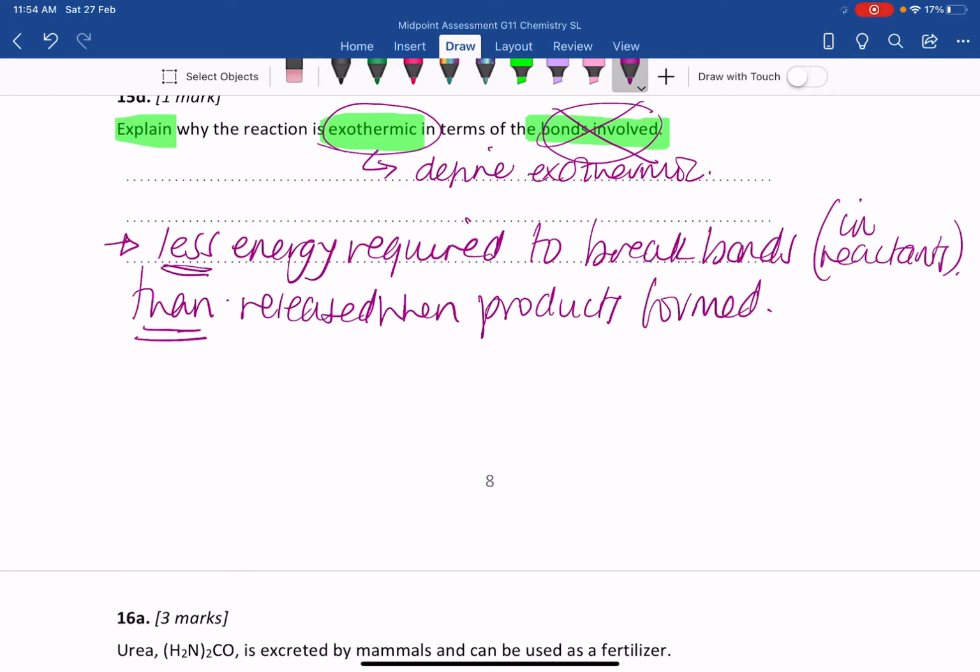This is effectively a definition of what something is if it's exothermic. If something's exothermic, then less energy is required to break the bonds than is released, or more energy is released when products are formed than is taken in when the bonds are broken. But you have to talk about the bonds involved. You can't just say heat energy is released or energy is released. You've got that comparison in there as well.